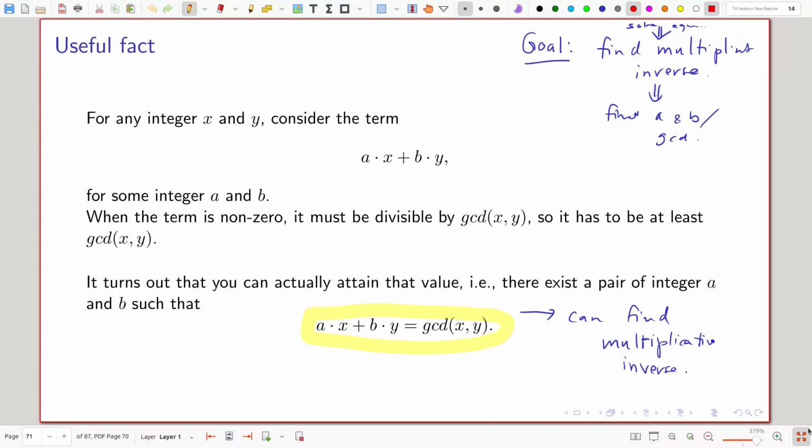We know that for any numbers x and y, there exist coefficients a and b such that ax plus by equals GCD of x and y. Now, if GCD of x and y is 1, we will show that we can find the inverse. Okay? If GCD of x and y is 1, we can find the inverse. How can we do that? So let me show you first.